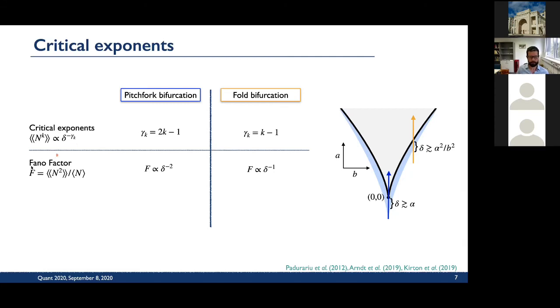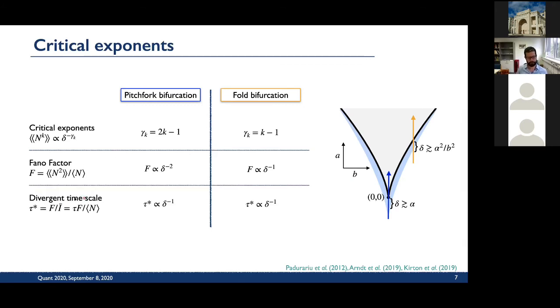In particular, you can already observe the difference by observing the Fano factor. So the Fano factor essentially tells you how many photons are correlated with each other. And the number of photons that are correlated grows in both cases, but here it grows quadratically, whereas here it only grows linearly. So there's much more fluctuation happening in this pitchfork bifurcation than if you do the experiment for the fold bifurcation.